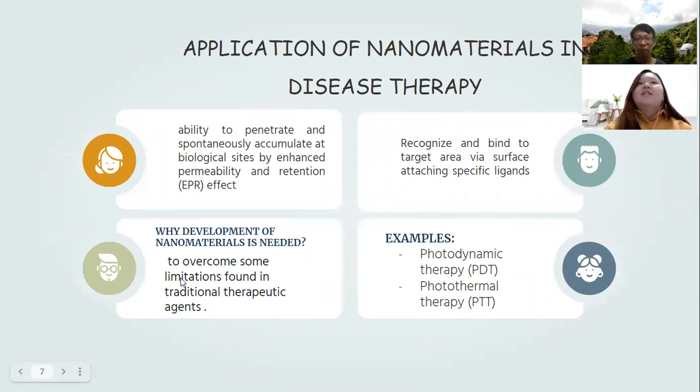Next. Nanomaterials have also been used in disease therapy. Nanomaterials can penetrate and spontaneously accumulate at biological sites by the enhanced permeability and retention effect. They can recognize and bind to the target area via surface-attached specific ligands. The development of nanomaterials is important to overcome some limitations found in traditional therapeutic agents. Examples of the use of nanomaterials in disease therapy are photodynamic therapy and also photothermal therapy. Next.